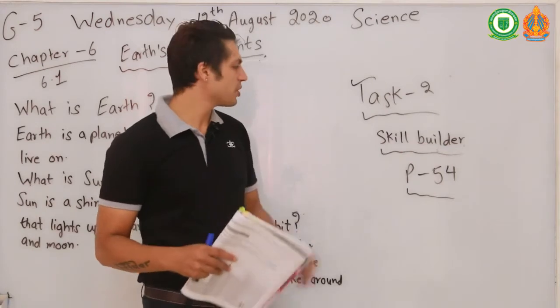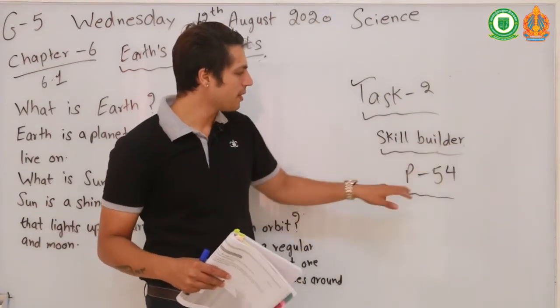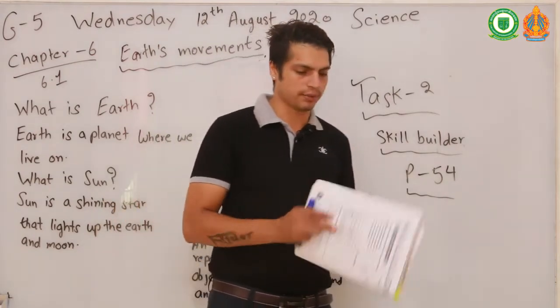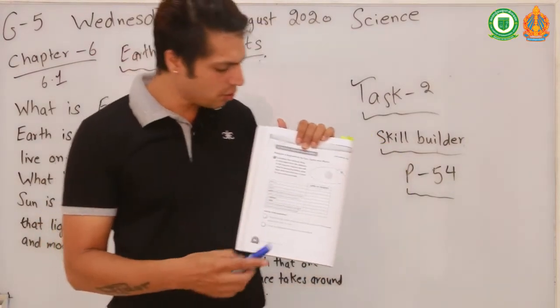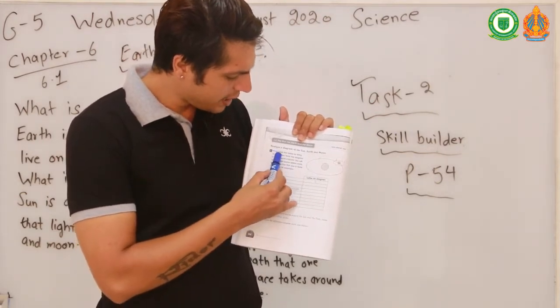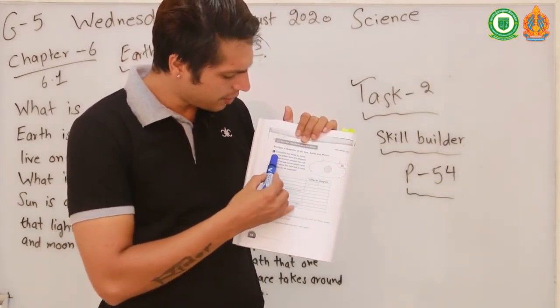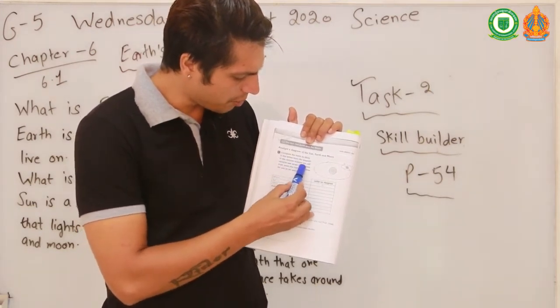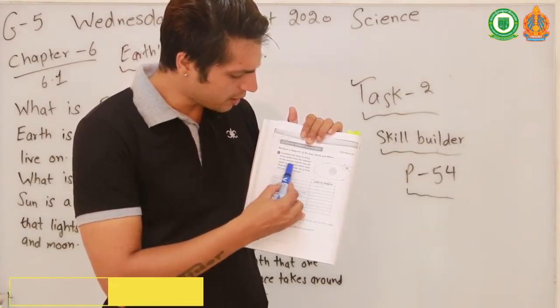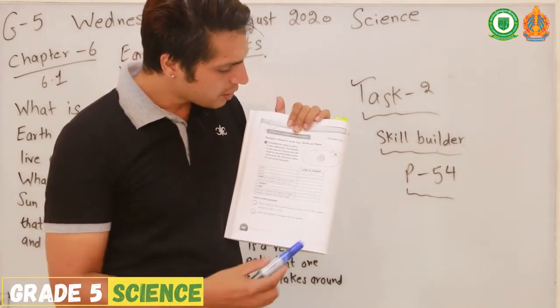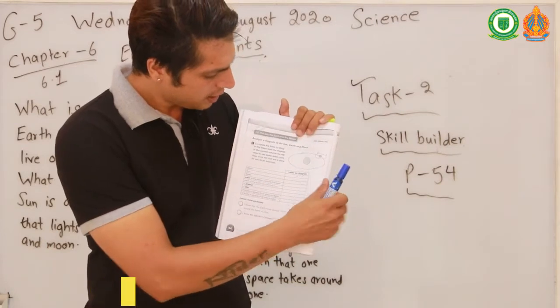I want you to open your book, Skill Builder, page number 54, activity 6.1. What you need to do is complete the table by filling in the letters from the diagram in the second column. You will need to use some letters more than once. The first one is done for you as an example.